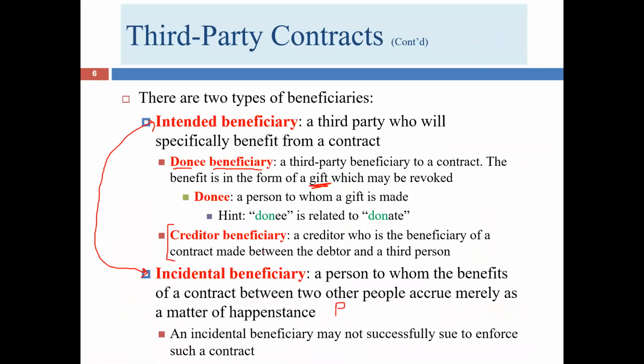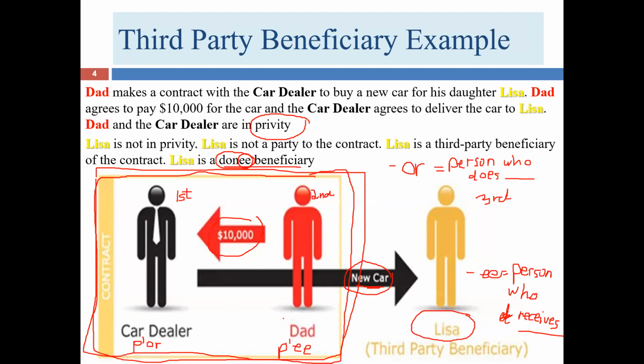Pete, under this situation, is an incidental beneficiary. Dad never wanted to enter into this contract to help Pete. He probably doesn't even know Pete exists. I mean, he has nothing against Pete, but he didn't think to himself, you know what, I want to buy a car for my daughter Lisa just so Pete can get a job delivering the car. That did not occur to Dad.